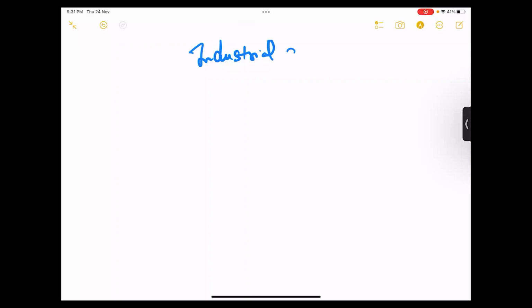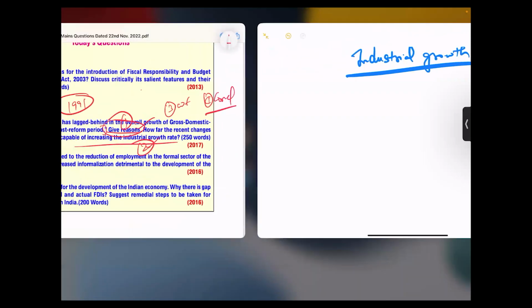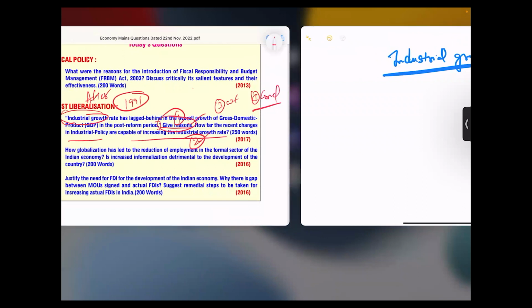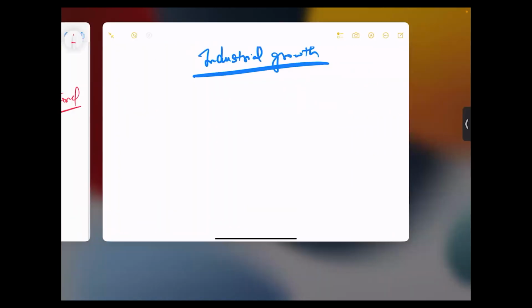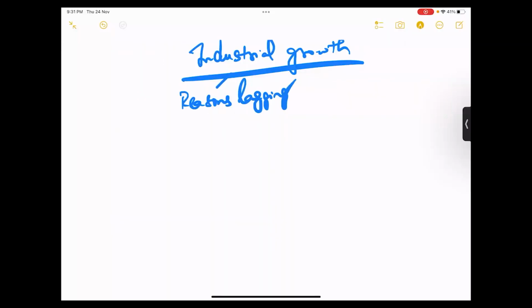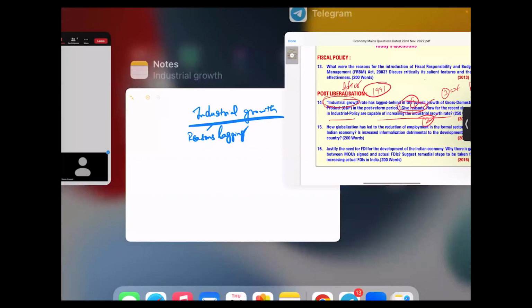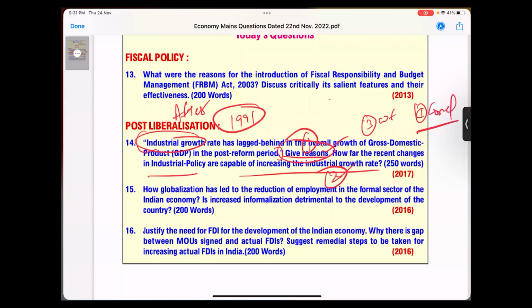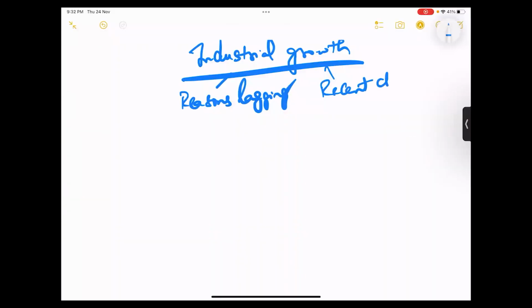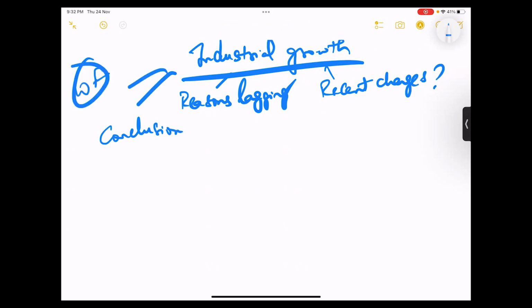Yes, sir. So industrial growth. What are the reasons? First part is the reasons for lagging. And then what they're asking: recent changes in industrial policy. How can they promote industry to improve? And then conclusion. Way forward and conclusion. In way forward, if you have any other solutions, you can write them.